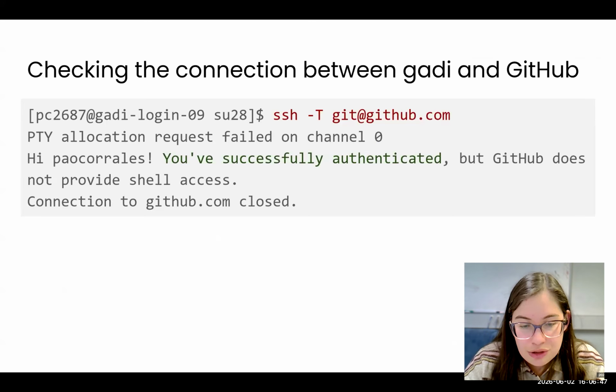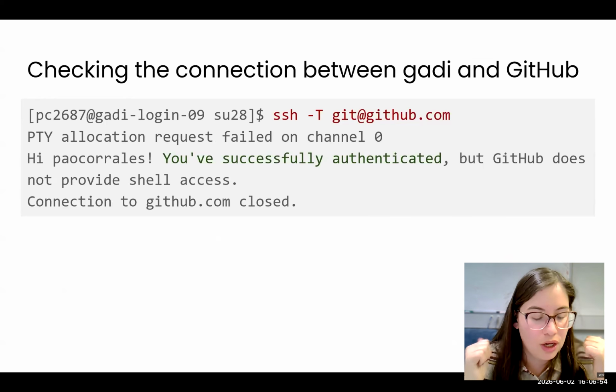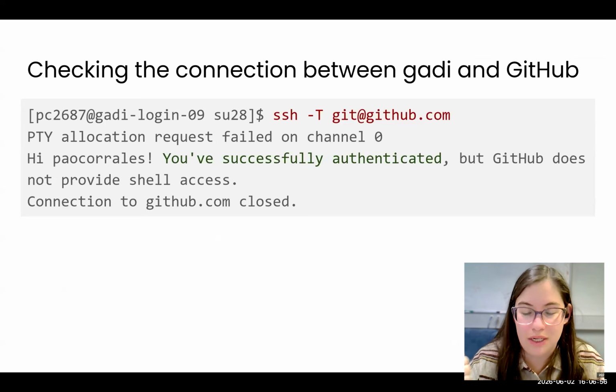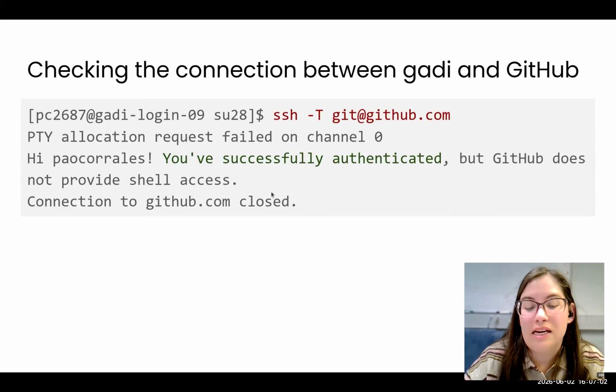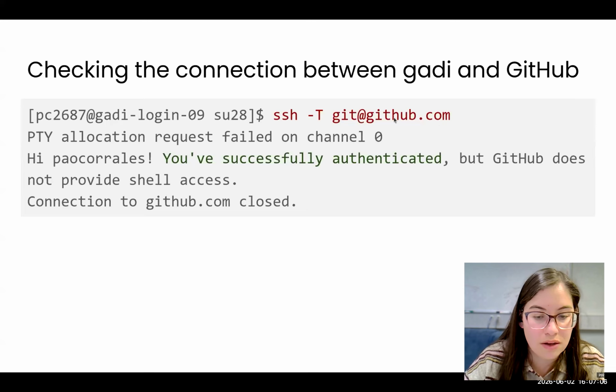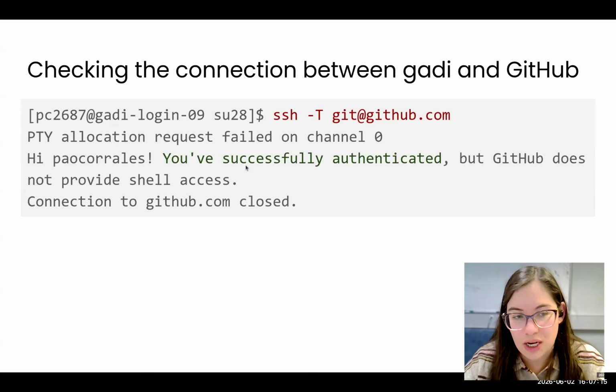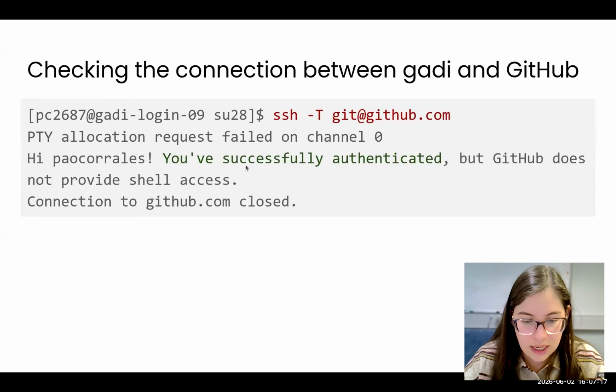And now we are going to check if the connection between Gadi and GitHub is ready to go, or if we need to set that up. So even if you've done the configuration, I suggest you run this: ssh -T, capital T, git@github.com, to check that everything is good. I'm going to do that now.